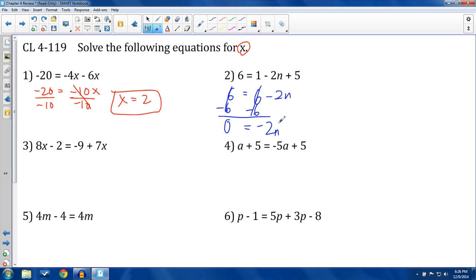This is not a no solution problem. Negative 2 times a number is 0. What is that number? Well, divide by negative 2. 0 divided by negative 2 is 0. N equals 0. That's the only number you can plug into there to make that true.